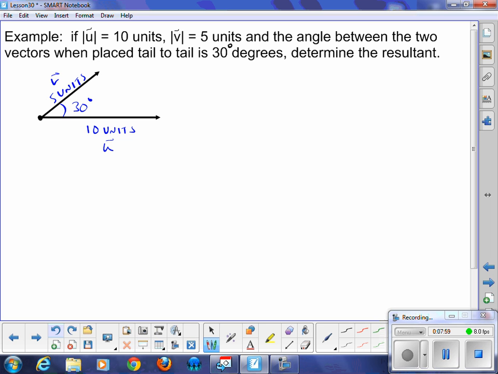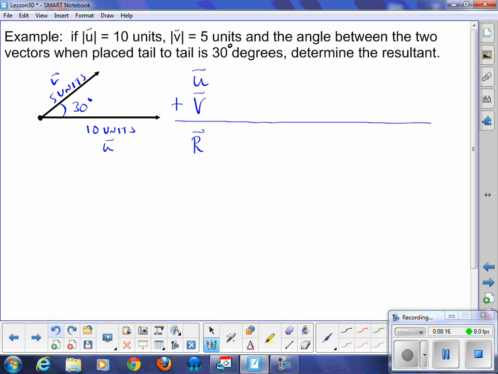It looks like this. It's like adding, it's like elimination from grade 10. We have our u vector. I'm going to add it to my v vector, so I'm going to a stacked notation. And when I add those two vectors together, I end up with my resultant vector.